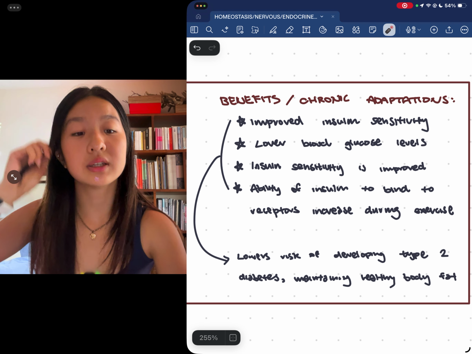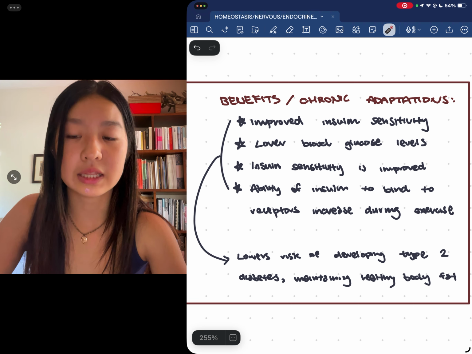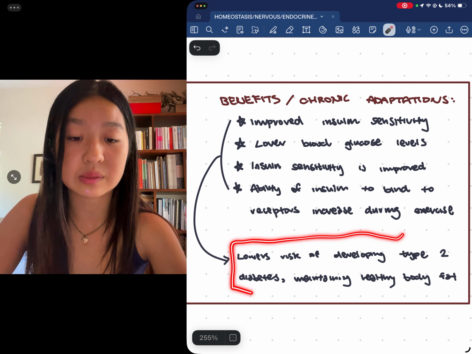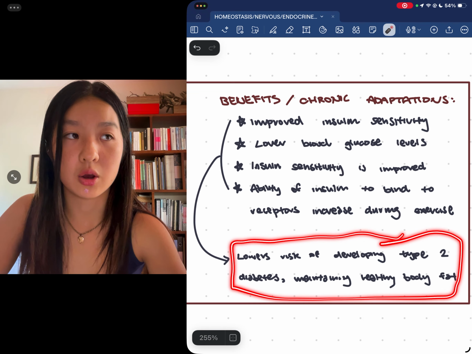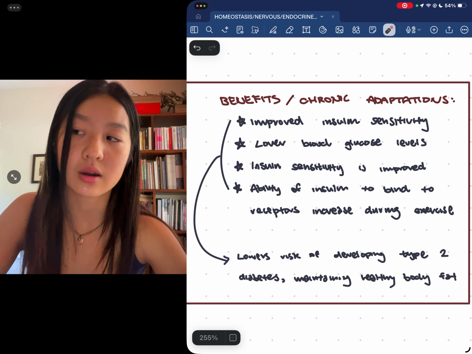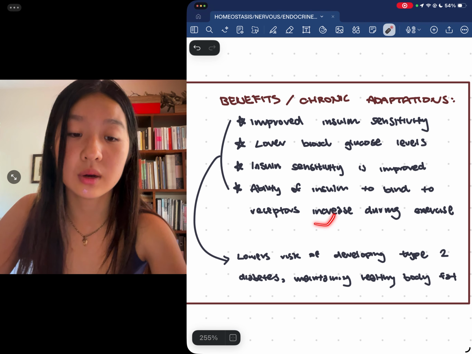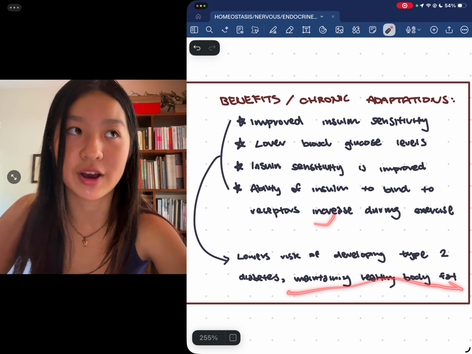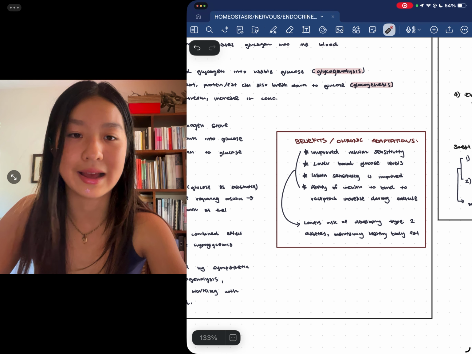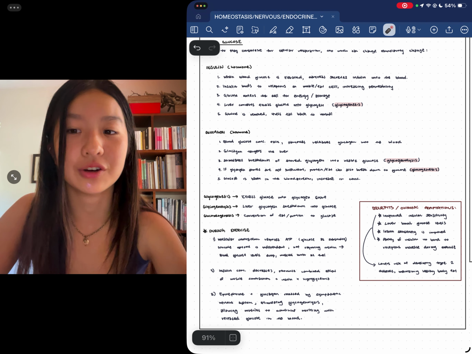And the ability of your insulin to bind to receptors increases during exercise. And there's a general lower risk of developing type 2 diabetes, because your insulin sensitivity is normal, and your body can then keep on reacting to hormones and receptors the way it's supposed to, and you can maintain a healthy body fat more easily through exercise. Yeah, so that is everything for regulation of blood glucose.